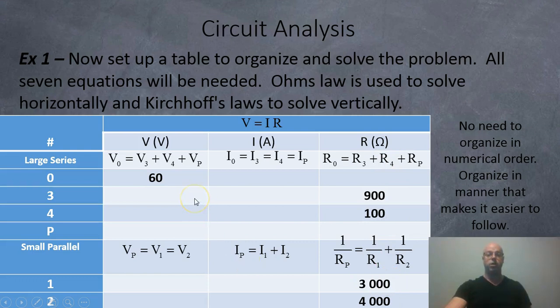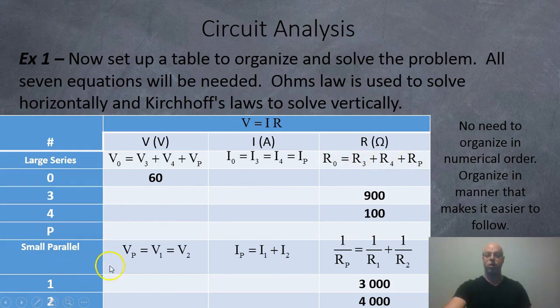And then just to make it a little easier for people who've never solved a circuit before, in the series circuit, I've written the formula we'll use. So V0, the source, is equal to the sum of the loads, V3, V4, and VP. This whole area here is a series component of the main circuit. And then the current can't split up, so I0 equals I3, which equals I4, which equals IP. And then the resistances will add up, so the total resistance of the circuit will be equal to R3 plus R4 plus RP.